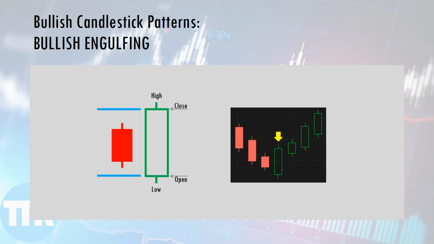The distinguishable trait of the bullish engulfing is that the real body of the candle completely engulfs the previous candle, as shown in the example on the screen. This is definitely a reversal candle, so a positive trend may be seen after this.